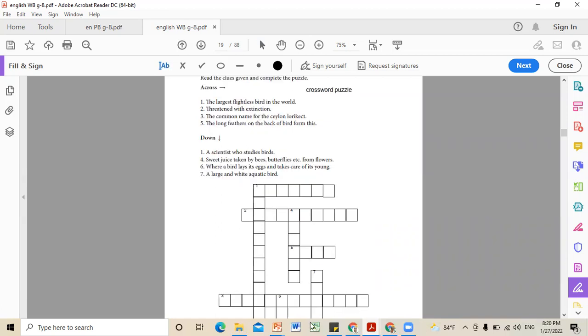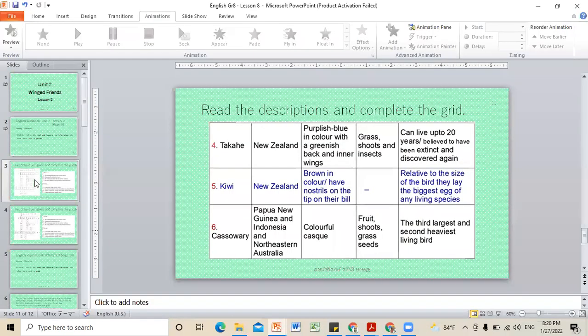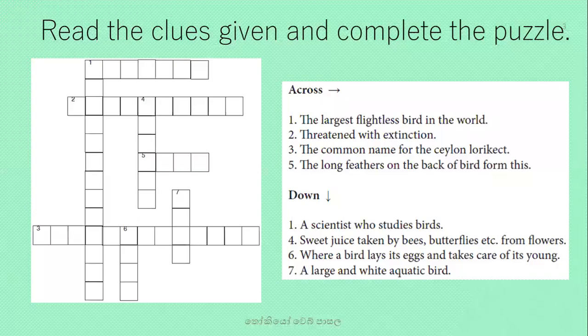Right? So we will try to do it together. Right. Okay. First one. So first across.